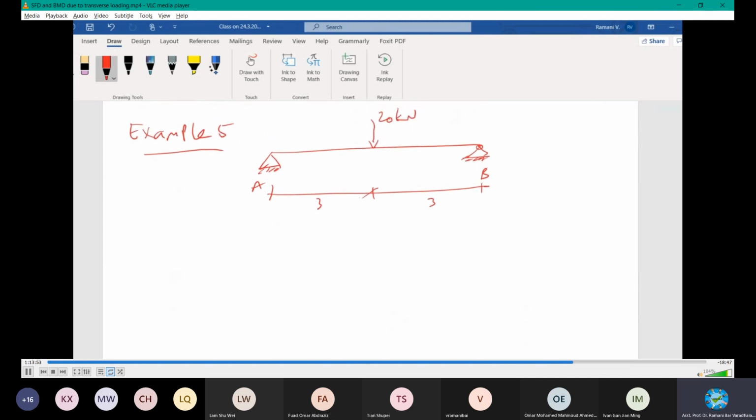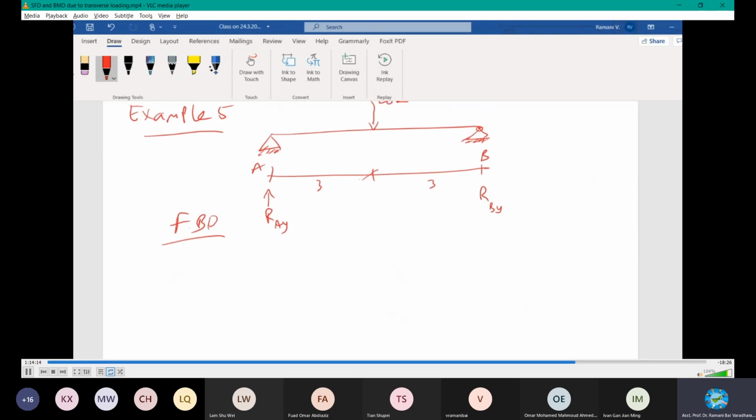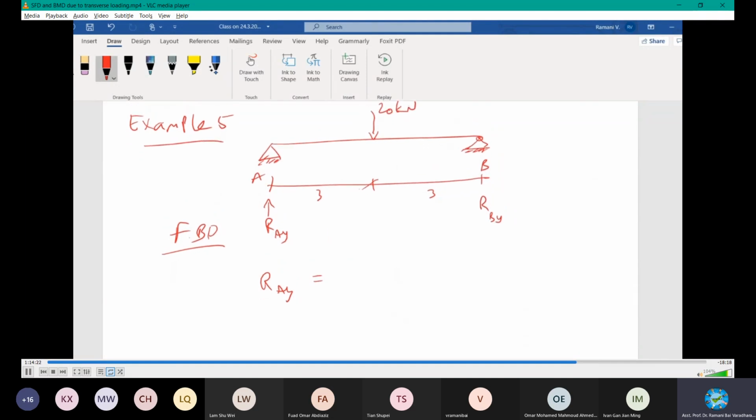RA will be... I don't do too much on this because it's a very simple question. You follow the free body diagram. Do the free body diagram, and then I just mark here RAY, RBY, and then moments. Done, reactions. This is a free body diagram. And your answer for RAY will be P by 2, right? P by 2.